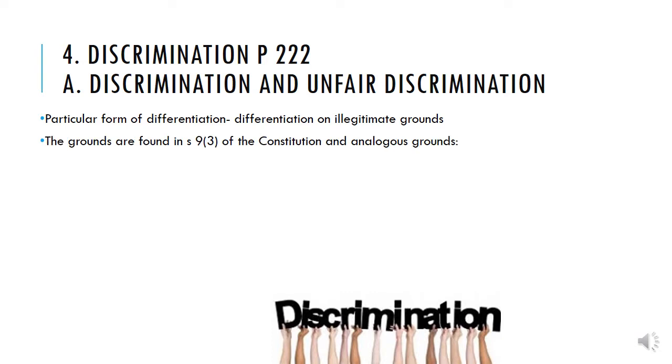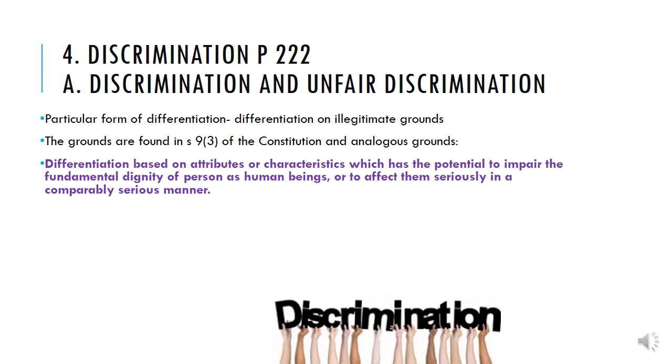Now, there is a list of grounds found in section 9.3 of the Constitution, and analogous grounds to those listed in 9.3, that would all constitute discrimination. Now, this is discrimination or differentiation based on attributes or characteristics which has the potential to impair the fundamental dignity of a person as a human being or to affect them seriously in a comparably serious manner.